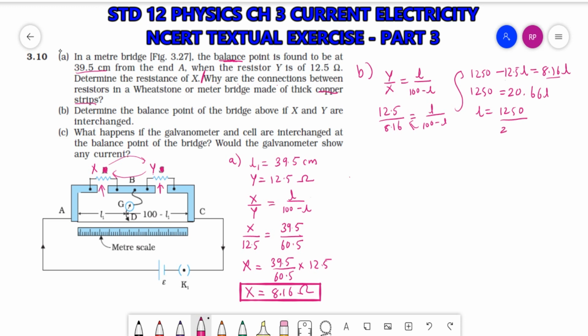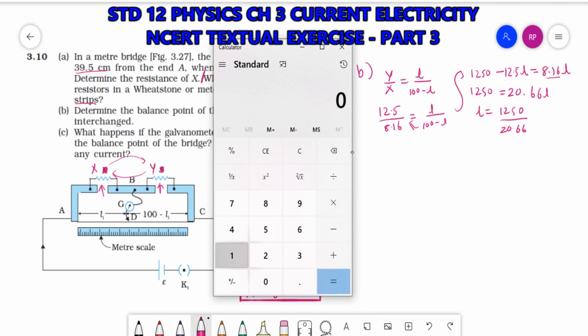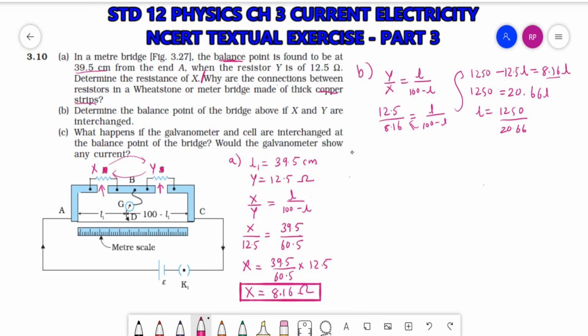So L is equal to 1250 upon 20.66. Calculating it, 1250 divided by 20.66 is equal to 60.50, right? So this is equal to 60.50 centimeter. So the balance point is obtained at 60.50 centimeter from A.